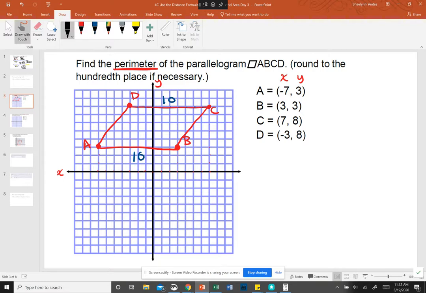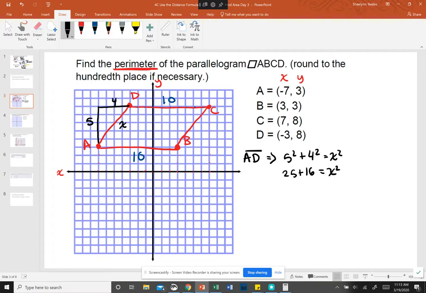Okay, now we need to find how long AD is, and BC will be the same length. So I'm going to use the Pythagorean theorem. So this is 1, 2, 3, 4, 5 tall, 1, 2, 3, 4 over. So using the Pythagorean theorem, AD is going to be 5 squared plus 4 squared equals, I'm going to label this x squared. Okay, so this would be 25 plus 16 equals x squared.